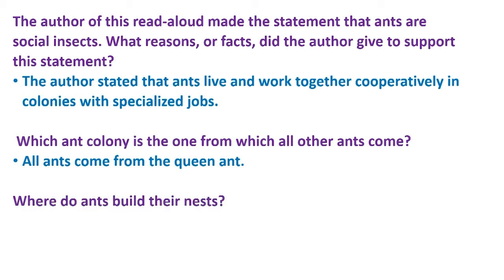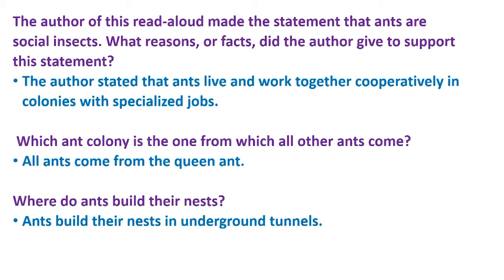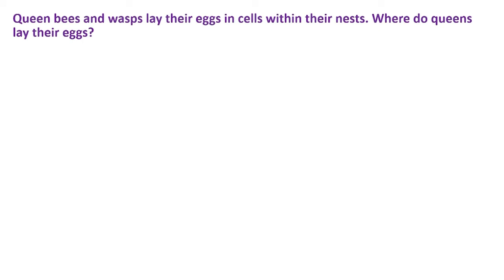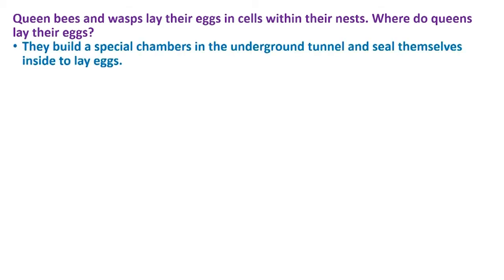Where do ants build their nests? Ants build their nests in underground tunnels. Queen bees and wasps lay their eggs in cells within their nest. Where do queens lay their eggs? They build a special chamber in the underground tunnel and seal themselves inside to lay eggs.